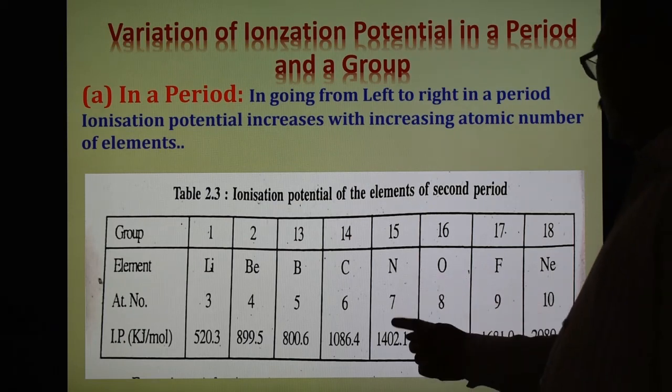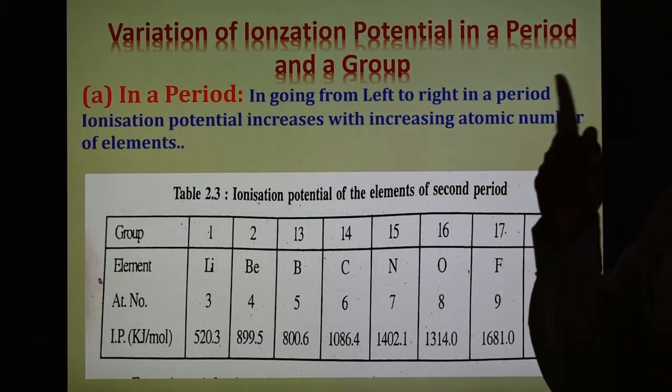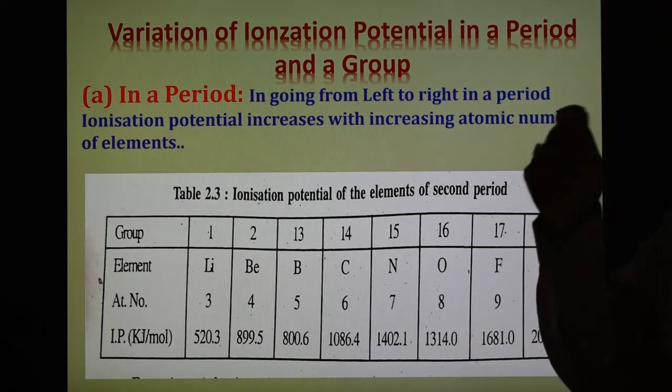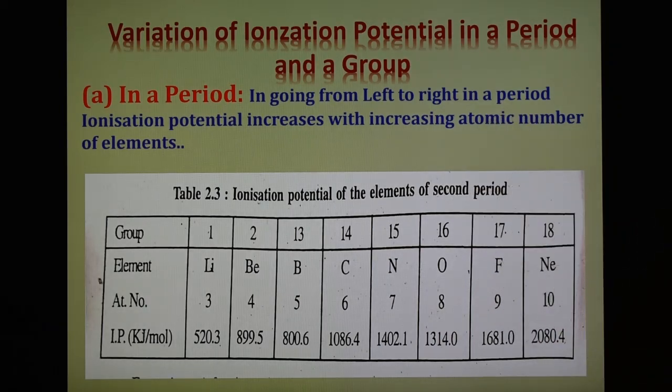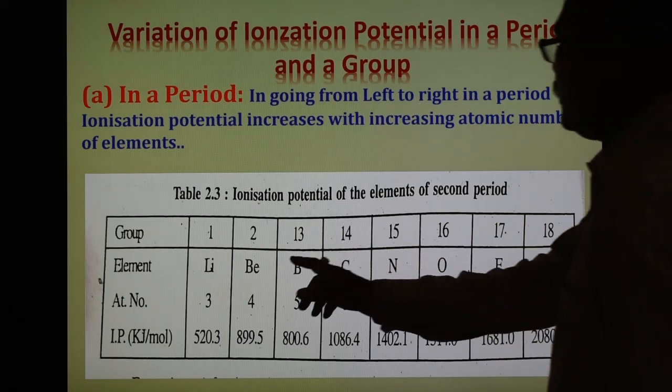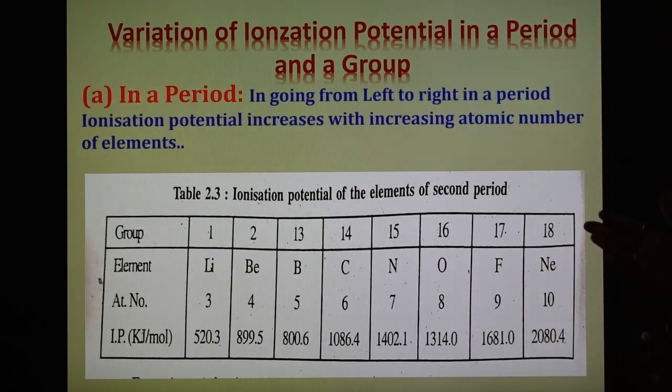In case of nitrogen, the atomic number is 7, so the configuration is 1s2 2s2 2p3. The p orbital has 3 electrons, so it is half filled. As we know, half filled and completely filled orbitals have extra stability, and because of that beryllium and nitrogen have higher values as compared to the next element. They are more stable because half filled and completely filled orbitals are more stable.